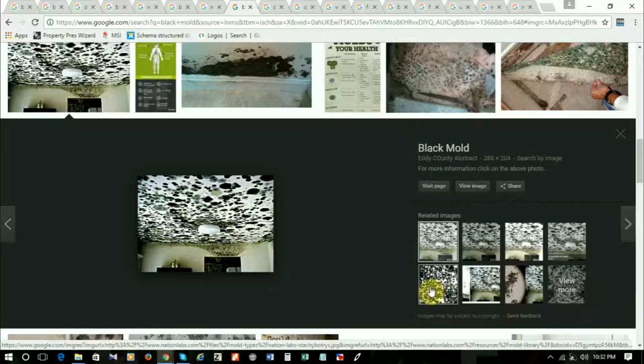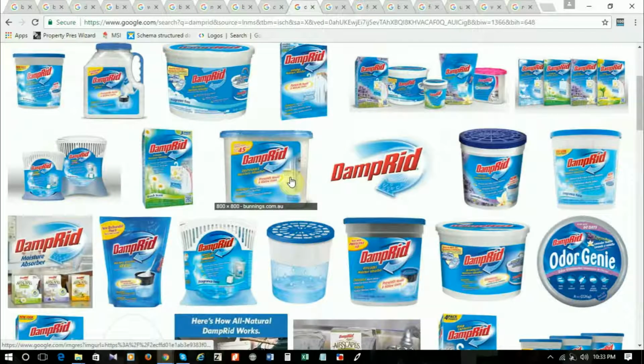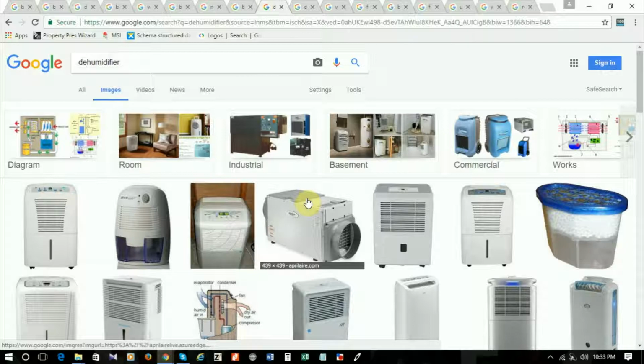Sometimes when mold growth is present in the property, we bid for installing a dehumidifier, which is an electrical appliance that drains the moisture from air to prevent mold growth, or we bid to install a damp-reed, a material that soaks moisture from air. So basically, a dehumidifier is an electrical appliance that is turned on in the property, and it will soak in all the moisture from the air and prevent any further mold growth in the property.